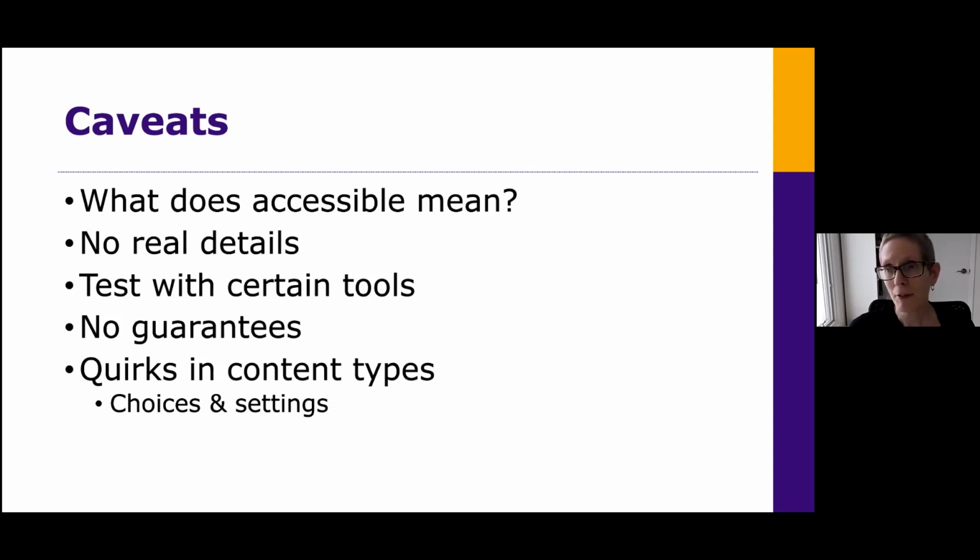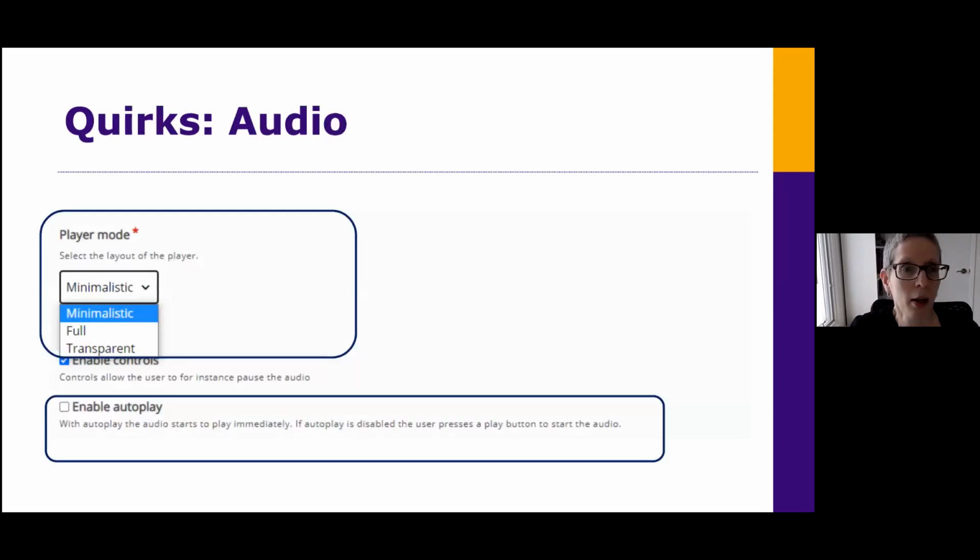Also, I have found, and others at Laurier who've been using these, that there are a little bit of accessibility quirks, is what I call them, in certain content types. So even if the content type says it's accessible, it doesn't necessarily mean that it's going to work perfectly all the time for everybody. Some of that has to do with choices you can make about which settings you use in some of the content types. I'll give you a couple of examples based on some experiences I've had.